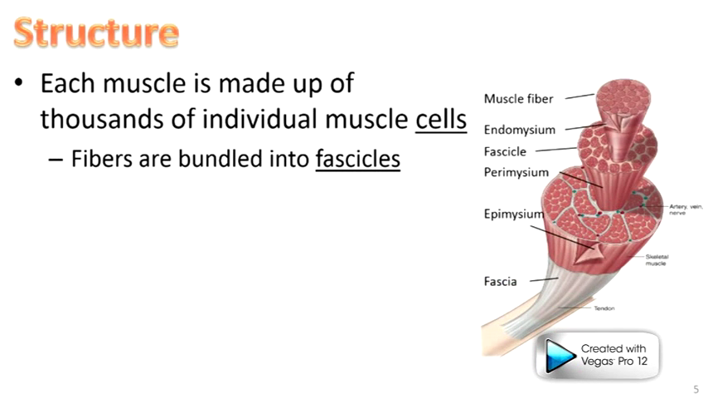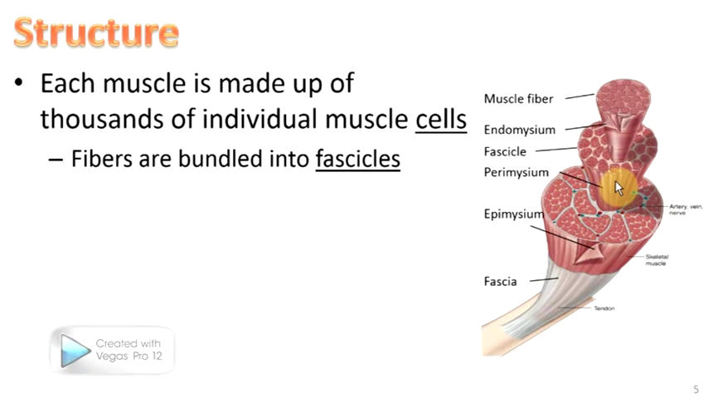The way it's arranged and organized is that the muscle fibers are bundled together. You can see right up here a muscle fiber, and you can see that it's bundled, and there's a bunch of muscle fibers right there. That bunch of muscle fibers, which is what each one of these little sections is here, is called a fasciculus or fascicle. The plural for that would be fasciculi.